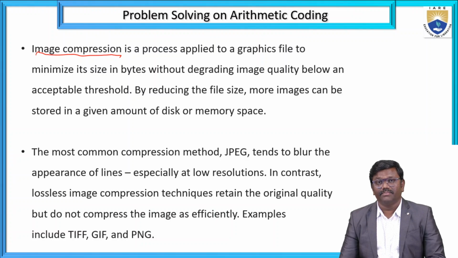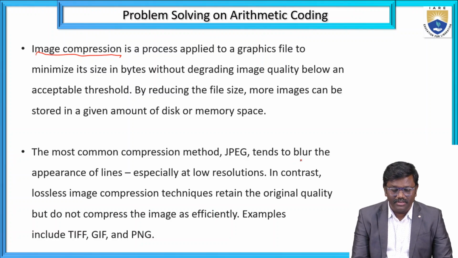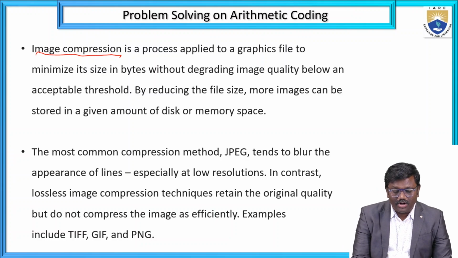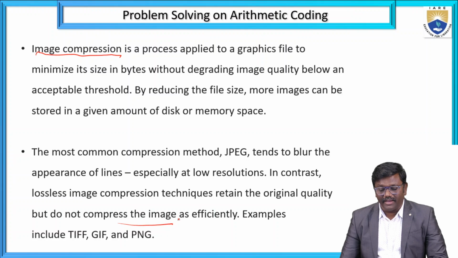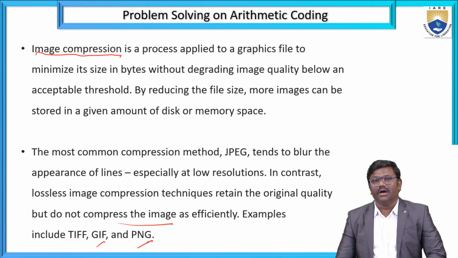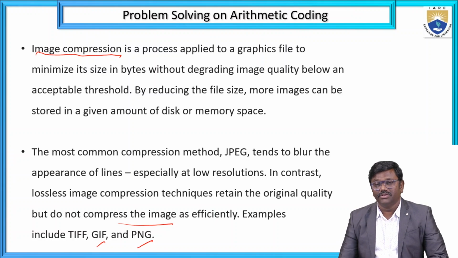That is what we are concentrating on. The most common compression method, which we call JPEG, tends to blur the appearance of lines, especially at low resolution. In contrast, lossless image compression techniques retain the original quality, but do not compress the images as efficiently. Examples include TIFF, GIF, and PNG formats, which are applied in terms of original quality.